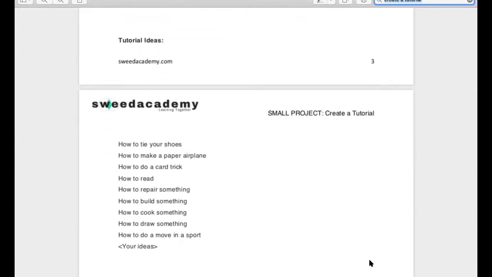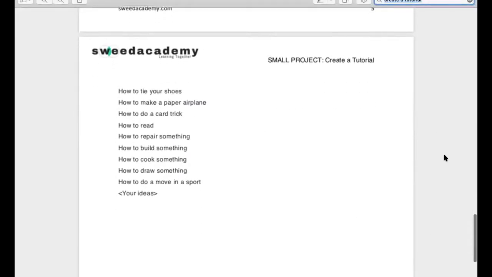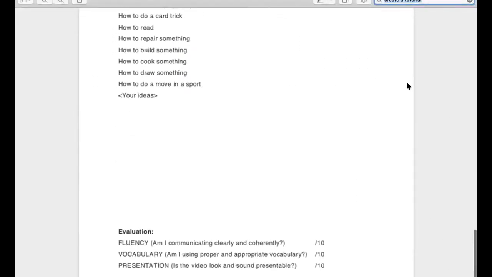And then I have some ideas if they don't have any ideas or they think, oh, I can't do anything. Yes, you can. You can do something, even if it's tying your shoes. But I provide some ideas and then an evaluation criteria. So let me turn you around and show you my tutorial of spinning a pen.